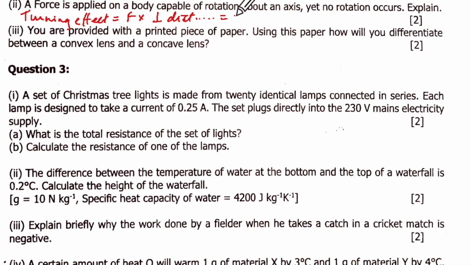Okay, turning effect equal to 0 if no rotation. No rotation means what? No turning effect. Therefore, what does it mean? F equal to 0 or perpendicular distance equal to 0. Understanding? This is your still thinking step.